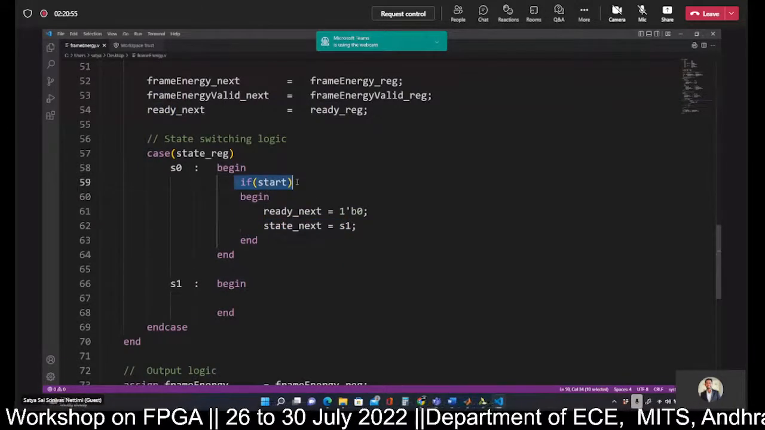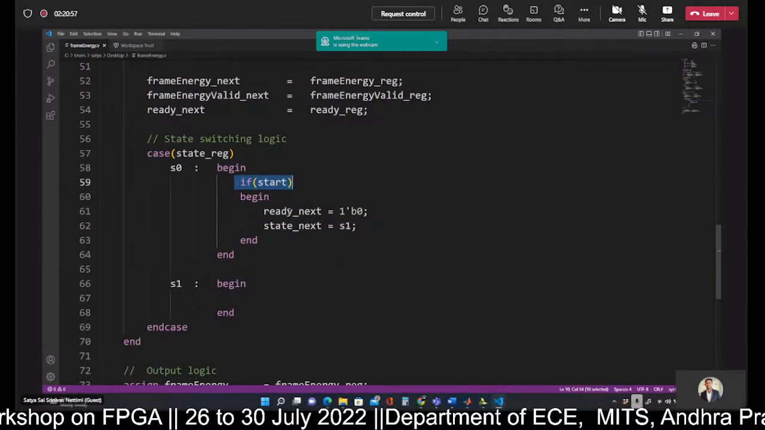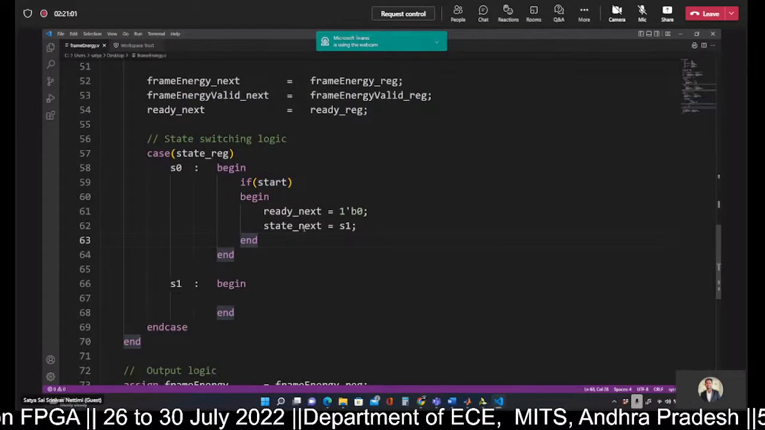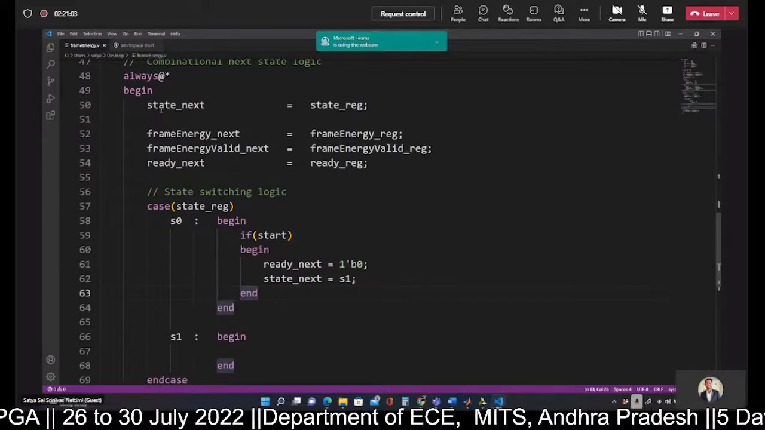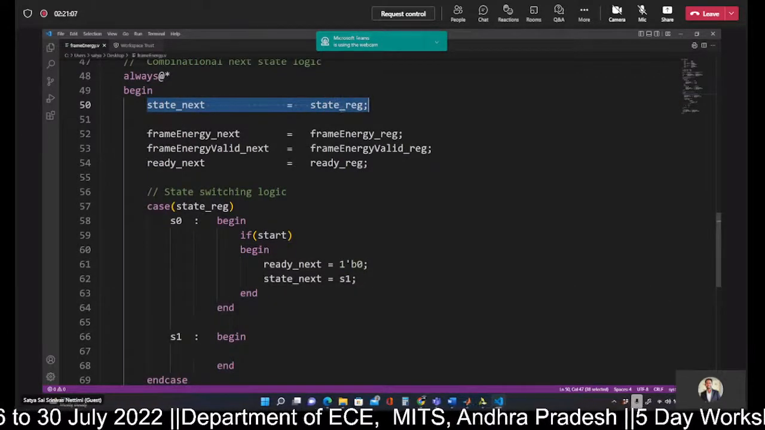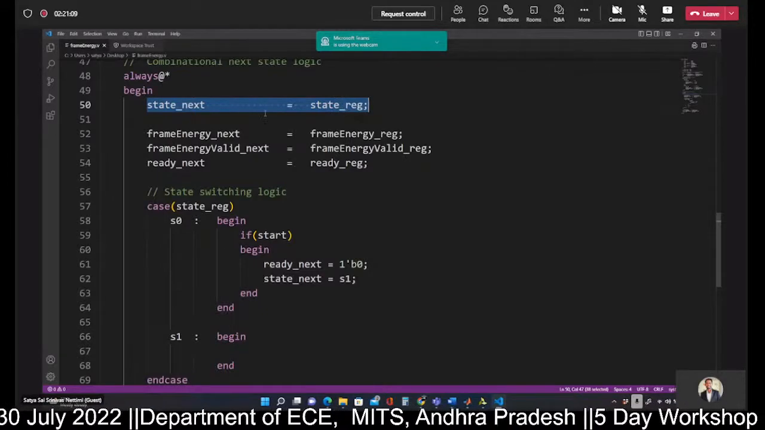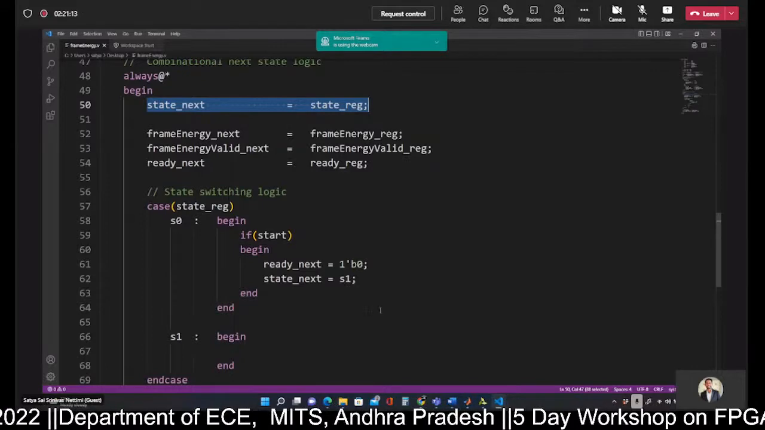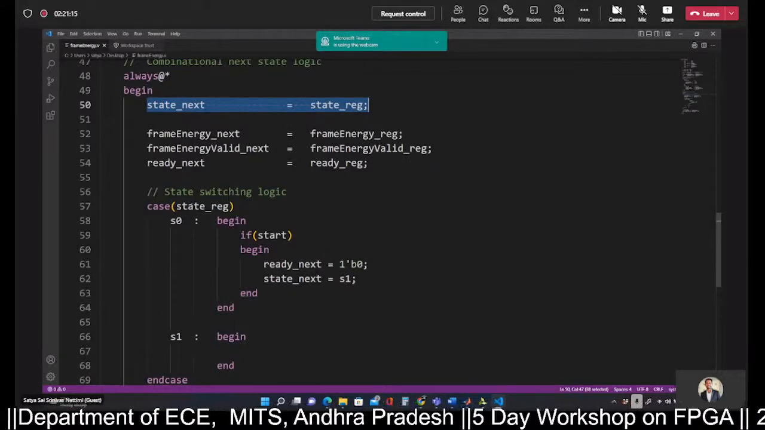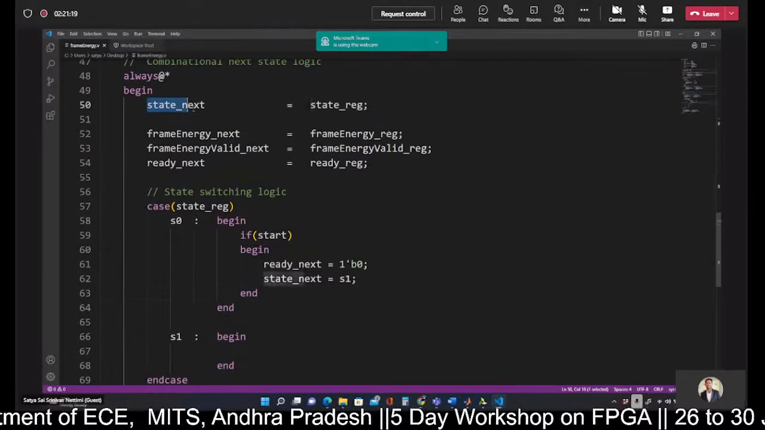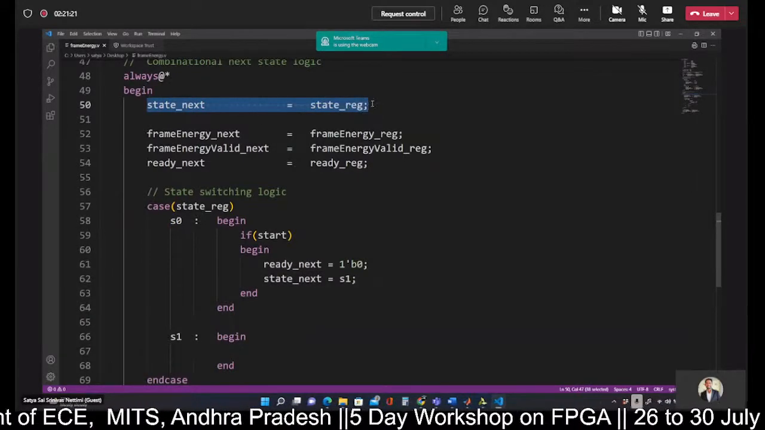If start is not coming, it will remain in the S0 state. For that, you need not write else state next equal to S0. Why? Because you have already written over here state next equal to state reg. So by default, state reg is 0, so next state is also again 0. So it will continue to remain in the S0 state. So that is the reason we have defined it here. These are the ideal conditions.